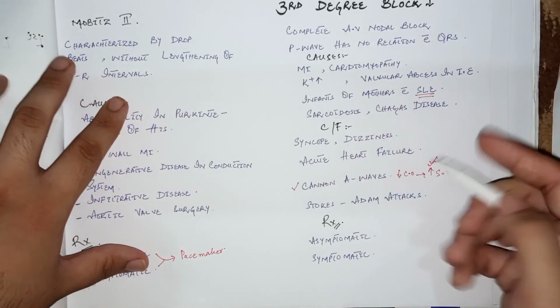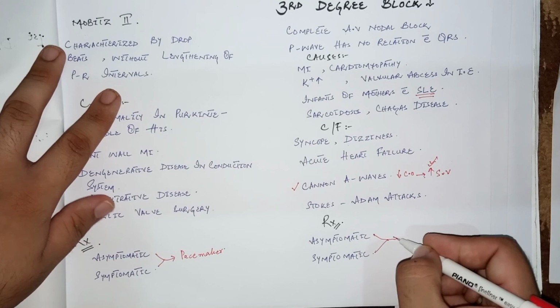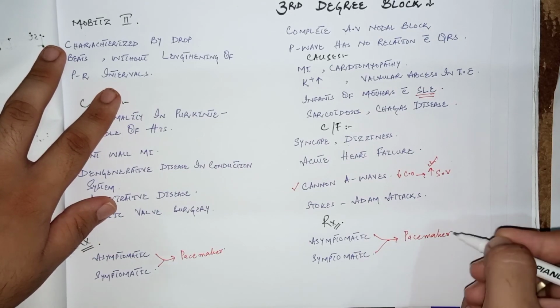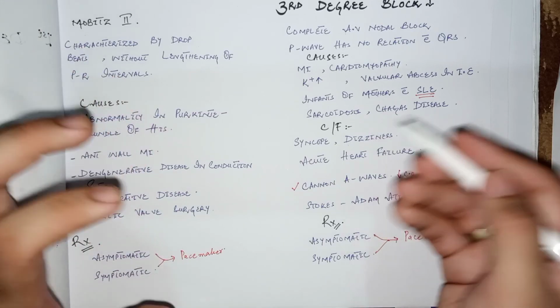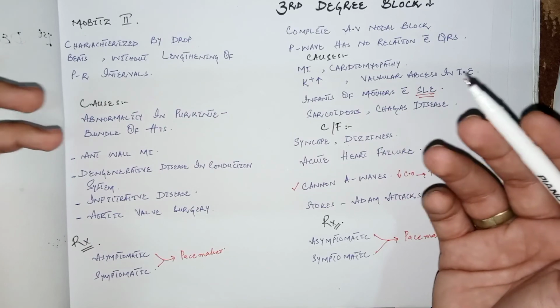Now come to its management, whether the patient is symptomatic or asymptomatic. In both these cases, permanent pacemaker implantation is necessary, or it is the treatment of choice in case of complete heart block or the third degree AV nodal block. So this was the whole about the AV nodal blocks.